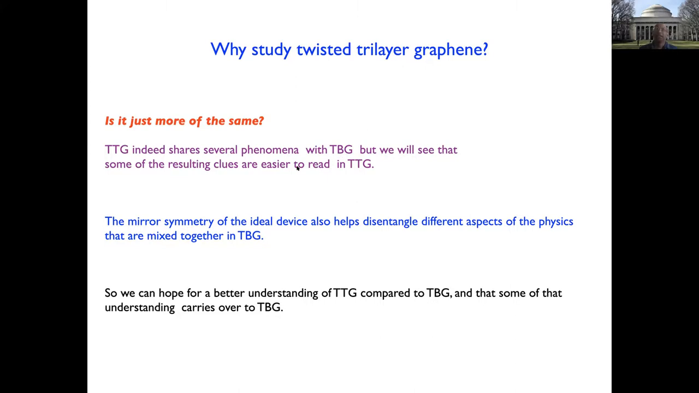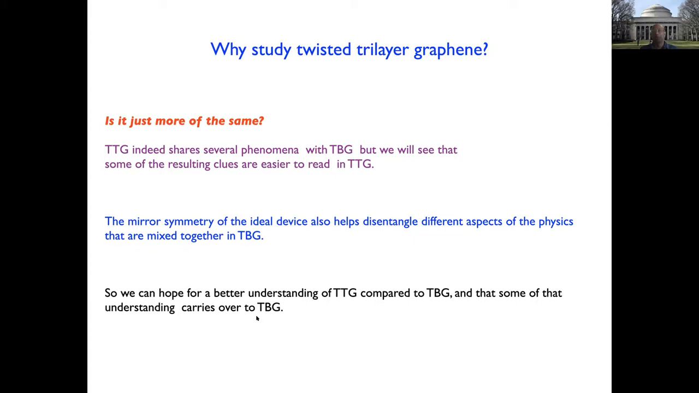But we'll see that some of the experimental clues that we get about the physics in TTG are easier to read and easier to interpret than in TBG, right? And in particular, the mirror symmetry of the ideal device helps disentangle different aspects of the physics that are mixed together in TBG in a very strong way. Here, even if mirror symmetry is approximately broken, it's only an approximate symmetry, it's good enough that it enables us to disentangle different things that normally are tied together.